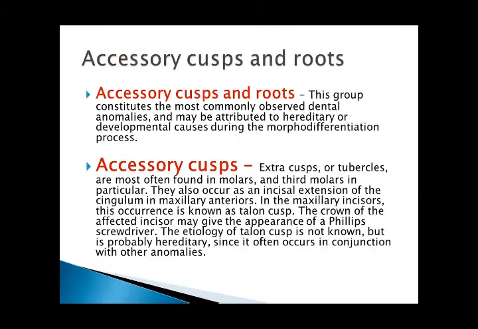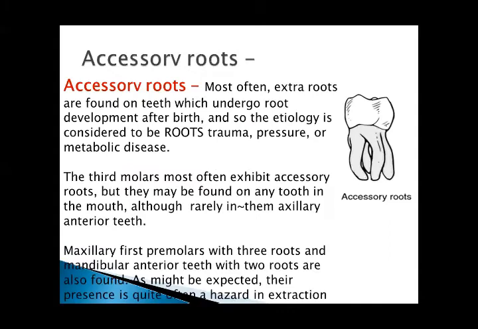Accessory cusps and roots. This group constitutes the most commonly observed dental anomalies and may be attributed to hereditary or developmental causes during the morphodifferentiation process. Accessory cusps, extra cusps or tubercles, are most often found in molars and third molars in particular. Accessory roots, most often extra roots are found on the teeth which undergo root development afterward, and so the etiology is considered to be trauma, pressure, or metabolic diseases.